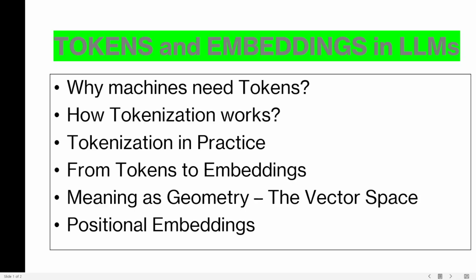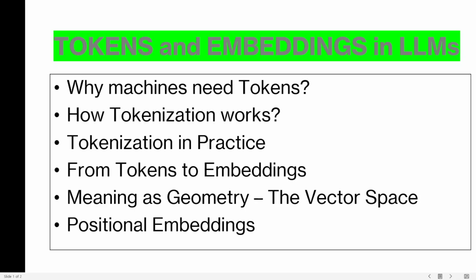Now, let's go to tokens and embeddings. So far, we have turned text into token IDs, that is, numbers, but there is a problem with these IDs. And solving it brings us to embeddings, the second half of our story.